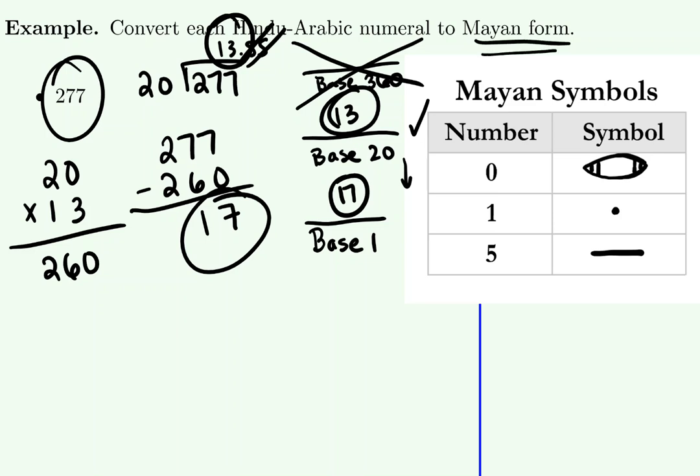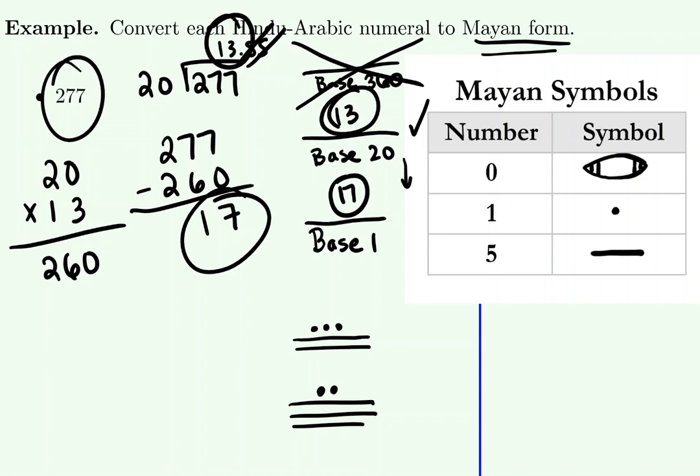So I would have 17, which could be represented as like 5, 10, 15. So 3 lines would get us to 15. But to write 17, we then need to add 2 ones. So this is 17. Give a bit of vertical space. And then next we're going to write 13, which would be 5, 10, and then 3 dots would get us to 13.